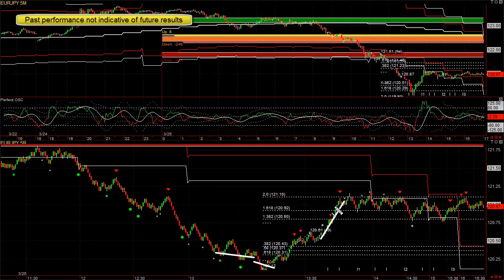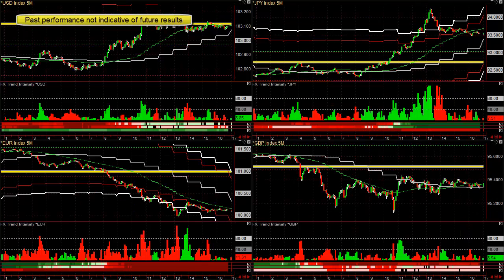I'm just going to draw a trend line underneath there. I would have probably got out somewhere at 121. The average entry would have been about 120.25, and a nice 75 pip move for a counter trend trade. And that's an easy way to use our perfect oscillator.